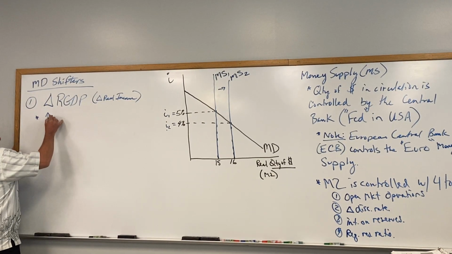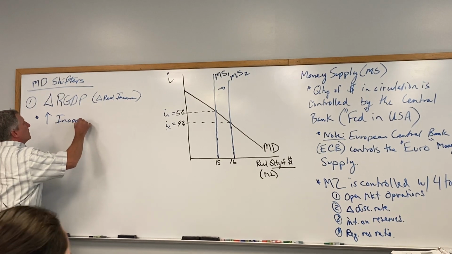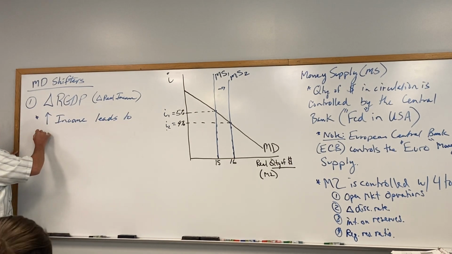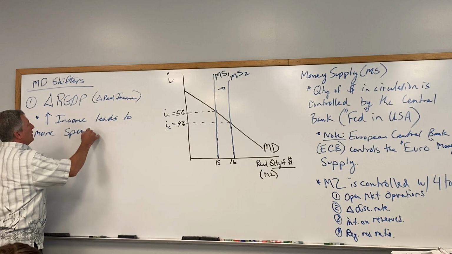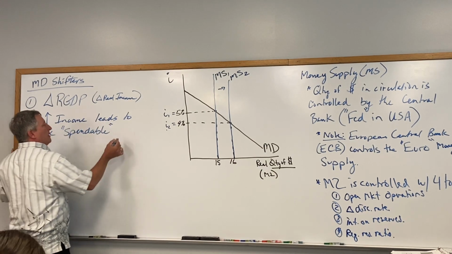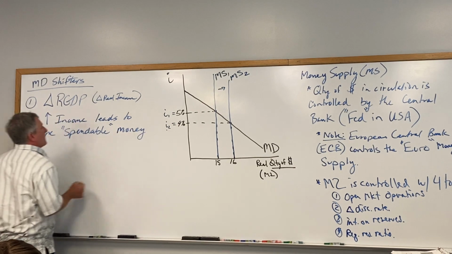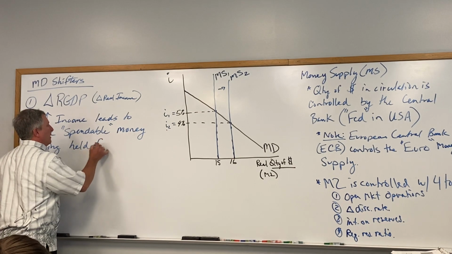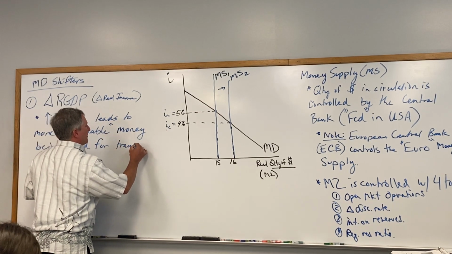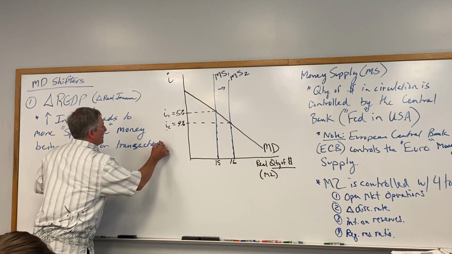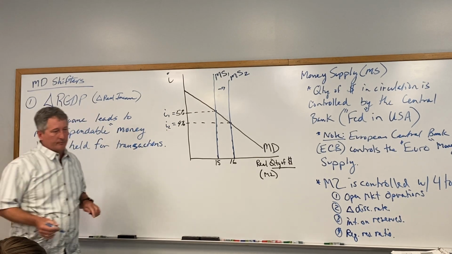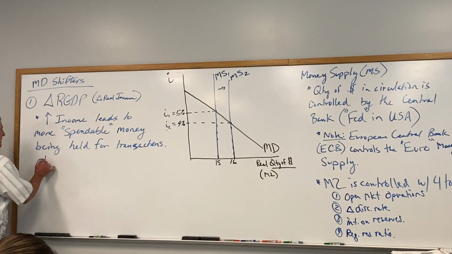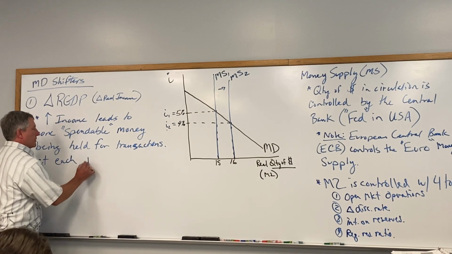An increase in income leads to more spendable money being held for transactions at each interest rate.